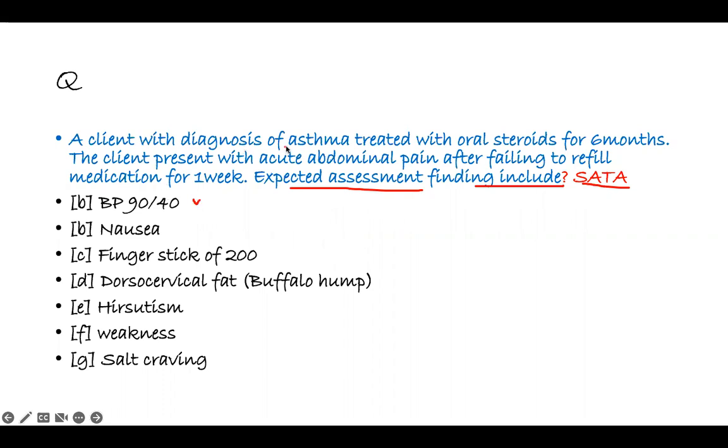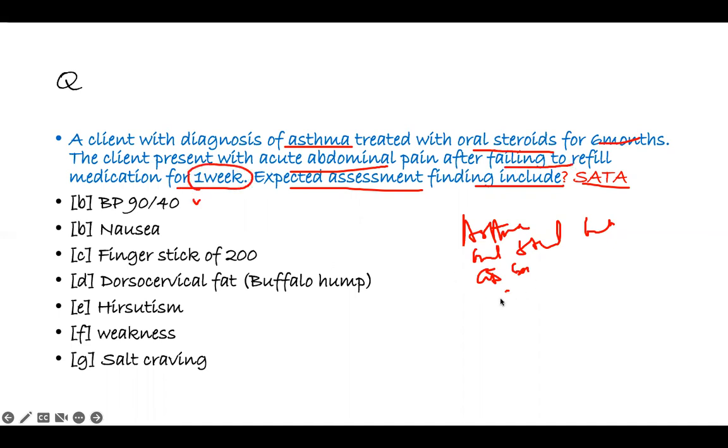So you have a client diagnosed with asthma. So this patient has asthma. Somebody will say, why is asthma here? Treated with oral steroids. So he was on oral steroids for 6 months. The client presents with acute abdominal pain, GI symptoms, after failing to refill his medication for 1 week. So he abruptly, that's how I'm deducing, stopped his medication.